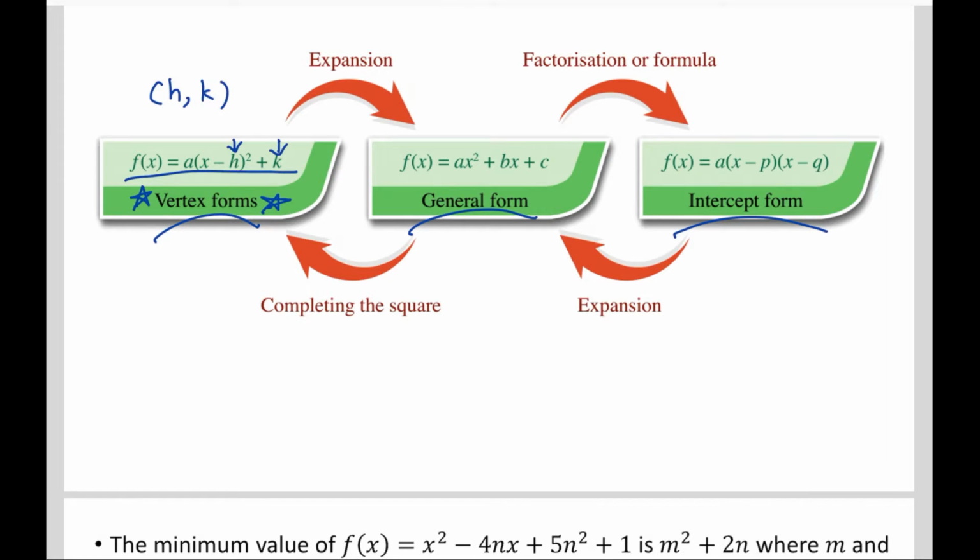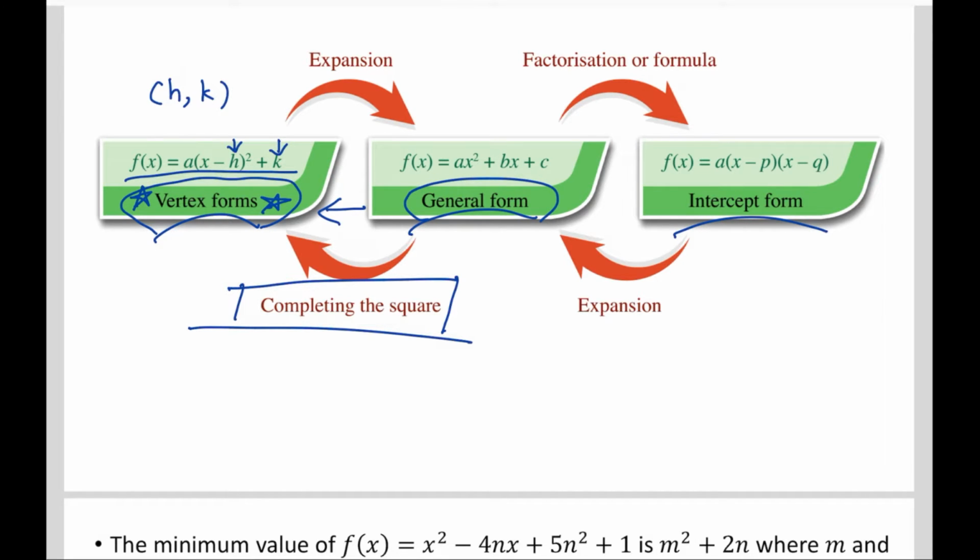If you were to change the quadratic function from general form to vertex form, the process of completing the square must be done. So today we will talk about the method of completing the square, changing from general form to vertex form, to find the turning point, be it maximum or minimum point, for the quadratic function.